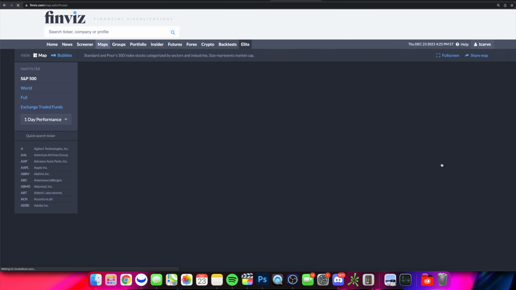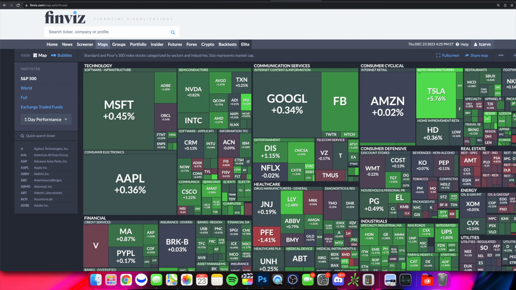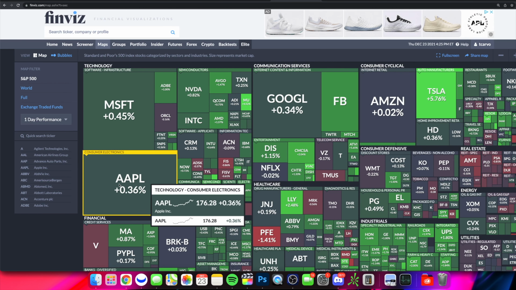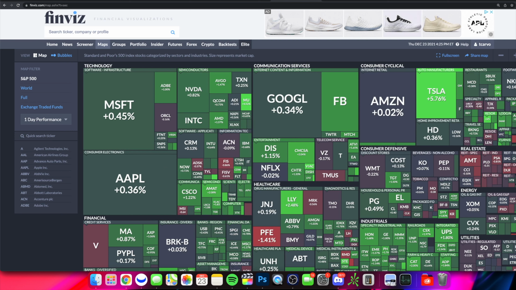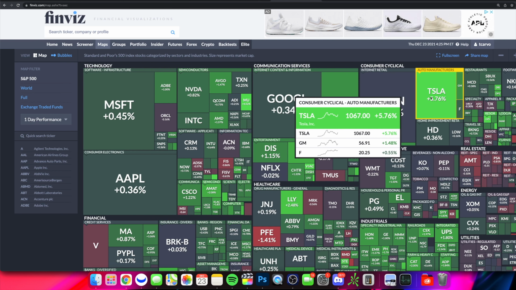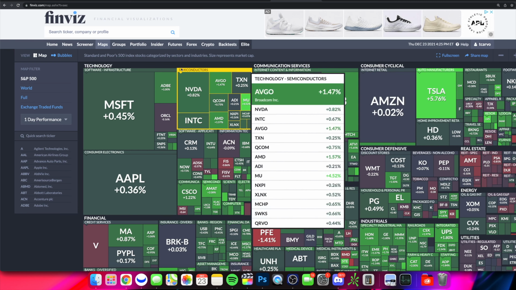So we do want to start off by looking at how the market finished up this past week. Pretty green across the board. A little volatility towards the end of the day, but pretty green across the board. Take a look at this. Tesla was up over 5% to close out the week. Pretty impressive if you ask me.